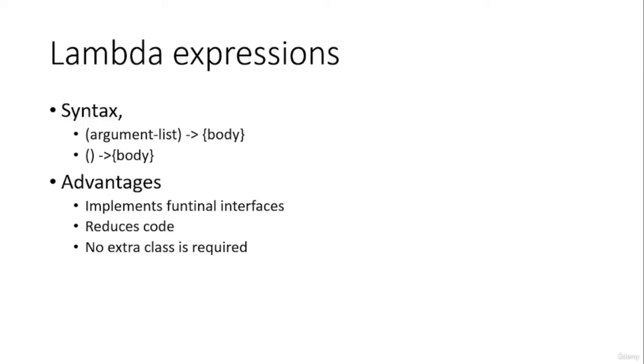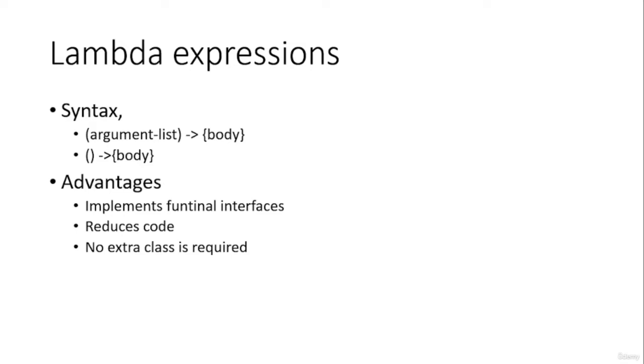Before that, we had to declare an anonymous inner class and implement the particular method. Like that, you had to create the implementation of the functional interface. Now it is reduced. In some cases we can reduce the length of the parameters. This syntax we will also discuss when we go through the practical part of this lecture.